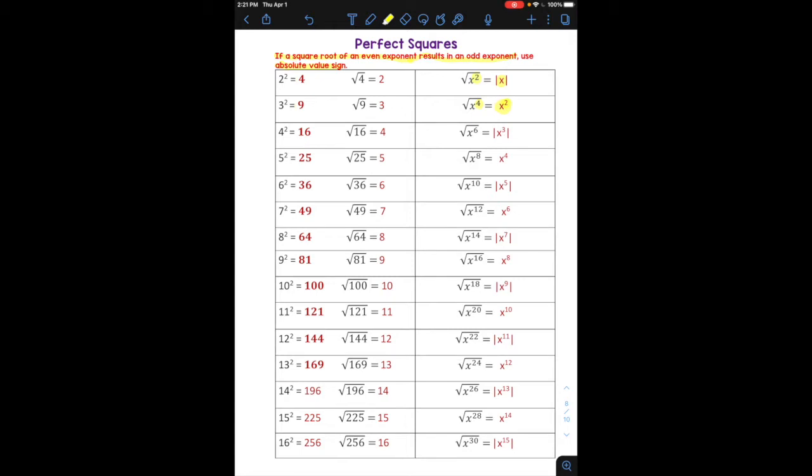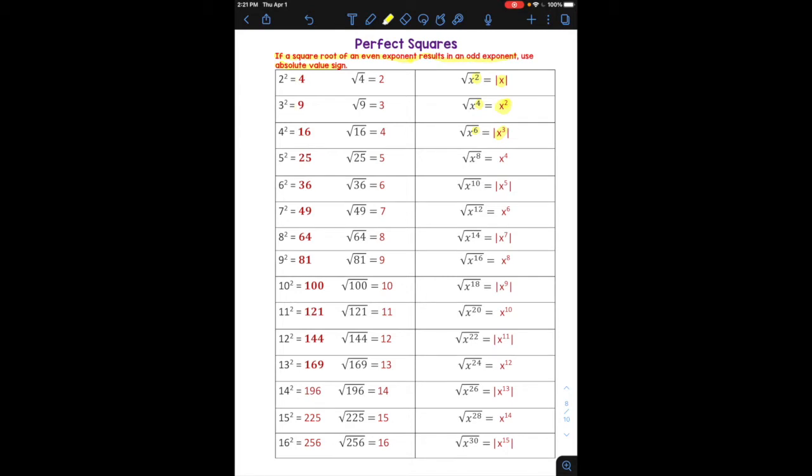Going on to the next one, the square root of x to the sixth. What variable times itself would give us x to the sixth? That would be x cubed. x cubed times x cubed is x to the sixth. We just took the square root of an even exponent and it resulted in an odd exponent. Therefore, we have to put absolute value signs around our answer.